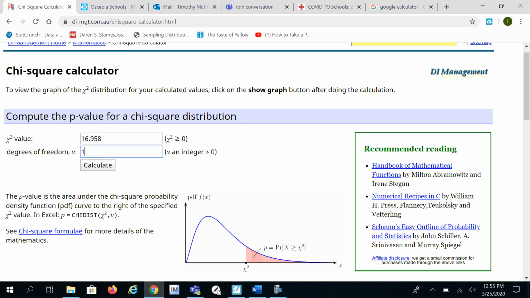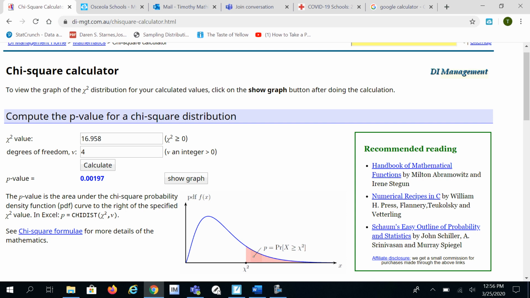And degrees of freedom was 4. You hit calculate. And there you go. There's your p-value. It's even showing you a graph. If you were wondering what chi-square looked like, it's right here. I don't know if you can see the little dots popping up, but that's the chi-square graph. You'll see it's kind of skewed to the right, but there you go.